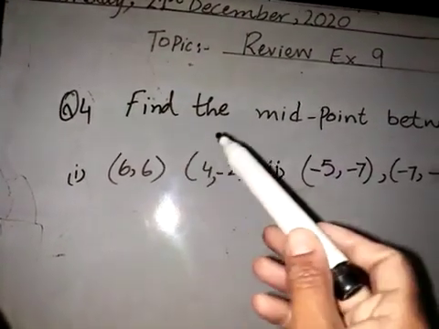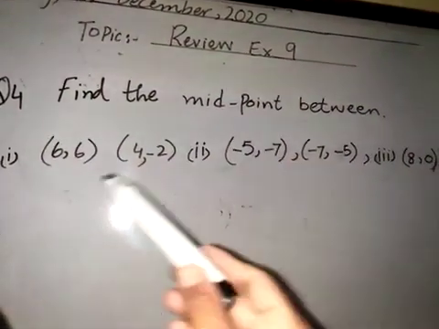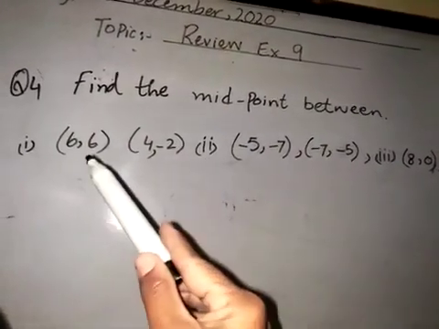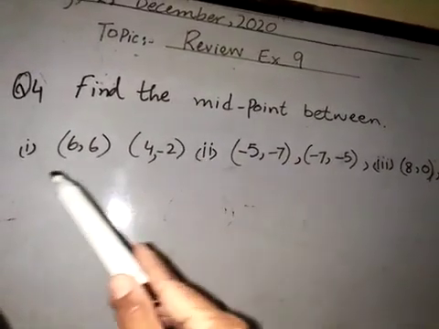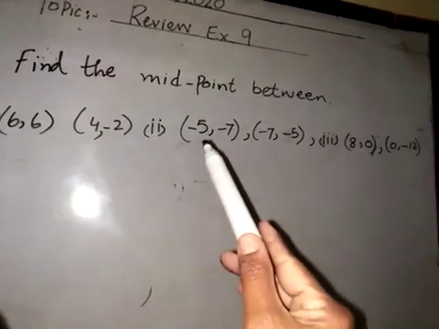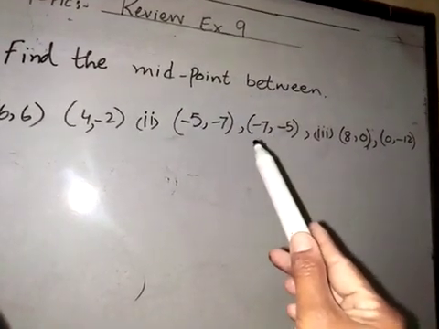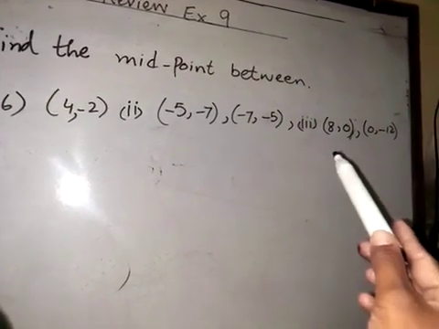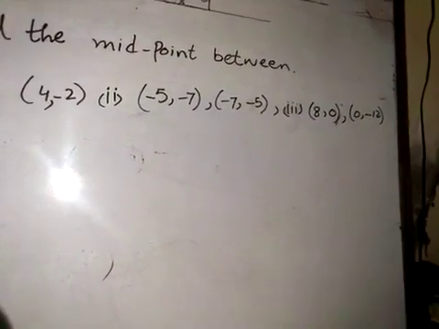Now question number 4. Find the midpoint between these. There are 3 points. The first part is (6, 4), minus 2. Part number 2 is (-5, -7). And the other point is (-7, 5). The third point is (8, 0), (0, -12).